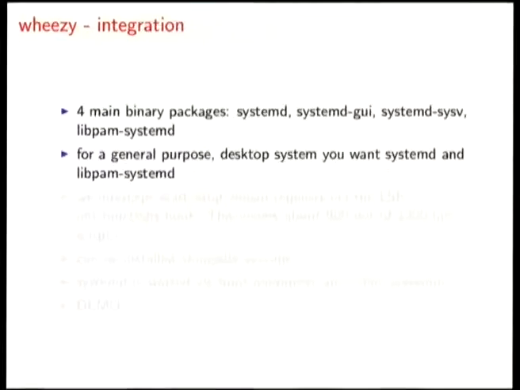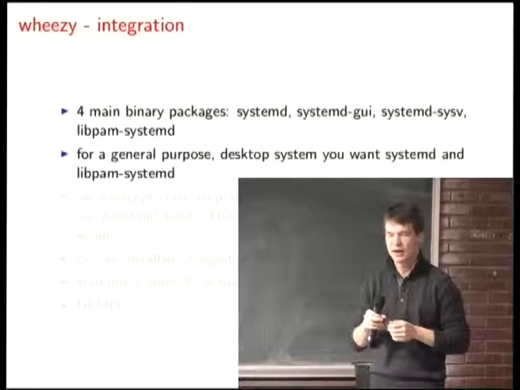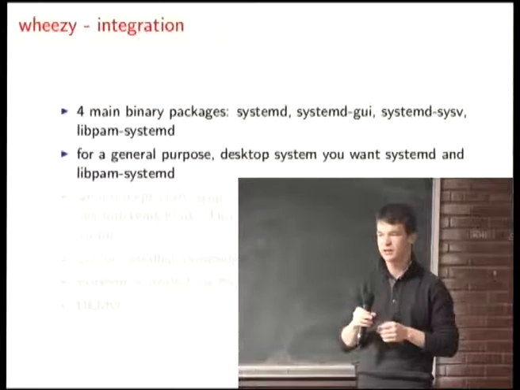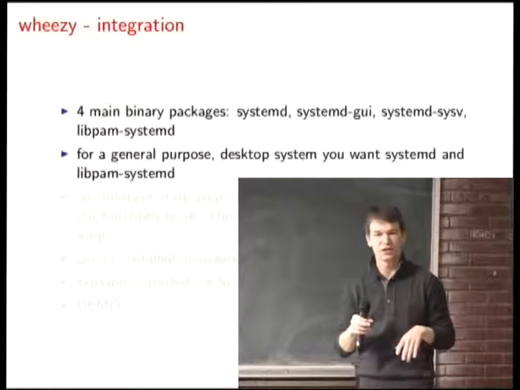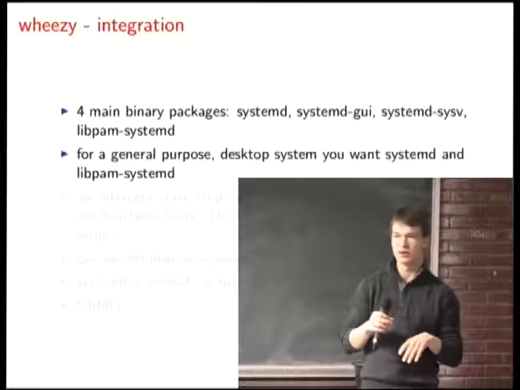When we package systemd, we split it up in different packages. There are four main binary packages besides a few library packages. It's the systemd package. Then there's a fairly simple and basic UI for it, which you can use. It's systemd-gui. There's systemd-sysv, which is nothing more than just a bunch of symlinks, which replace, for example, /sbin/init with a symlink to /bin/systemd.